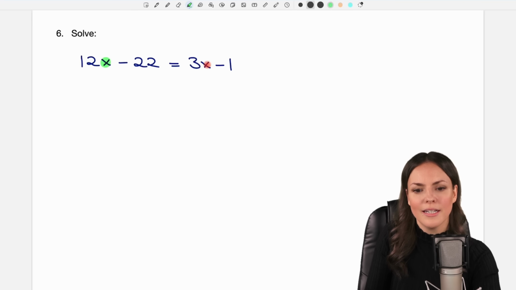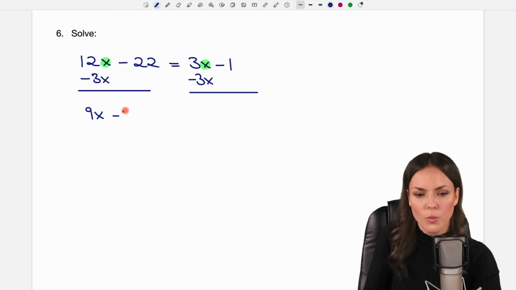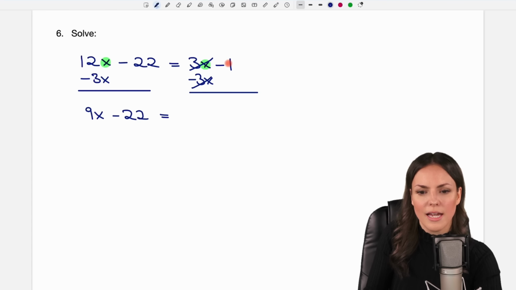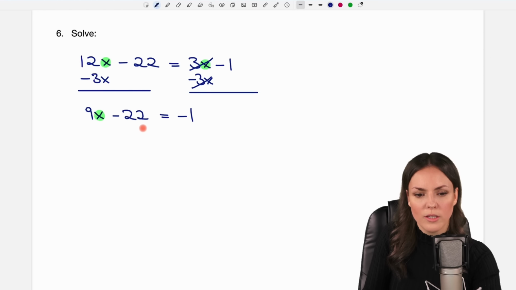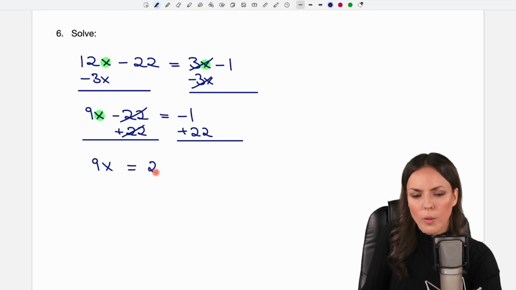We have x in here and x in here, so let's take the 3x and put it on the left side by subtracting 3x on both sides. Then we get 12x minus 3x equals 9x minus the 22. On the other side, this cancels out and only the negative 1 is left. Then let's bring the negative 22 on the right side by adding it on both sides so that we get 9x. These two cancel out, equals negative 1 plus 22 equals 21.